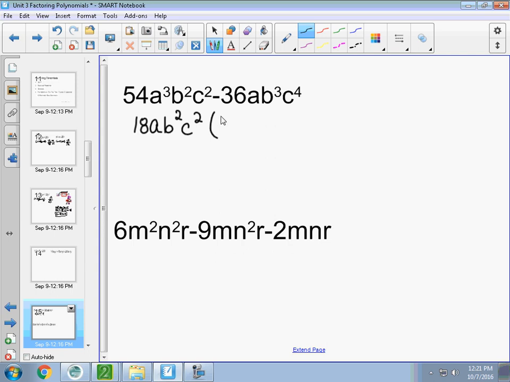That's going to leave me with 3a squared. I don't have any b's or c's left in the front. Minus 2, I don't have an a left. b, c squared in the back.